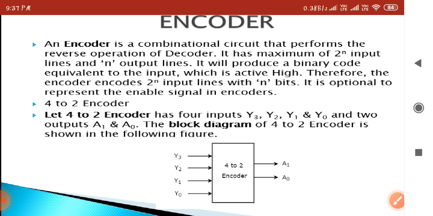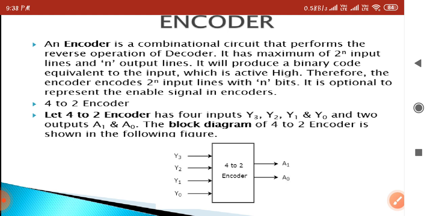Binary codes are 0 and 1, equivalent to the input, which is active high. Therefore, the encoder encodes 2 raised to n input lines into n bits. It is optional to represent the enable signal in an encoder.